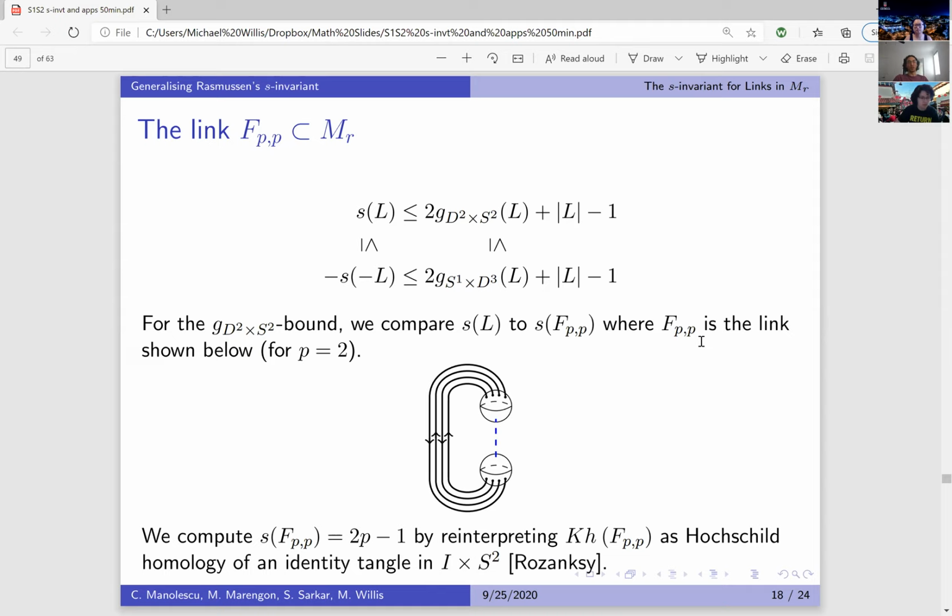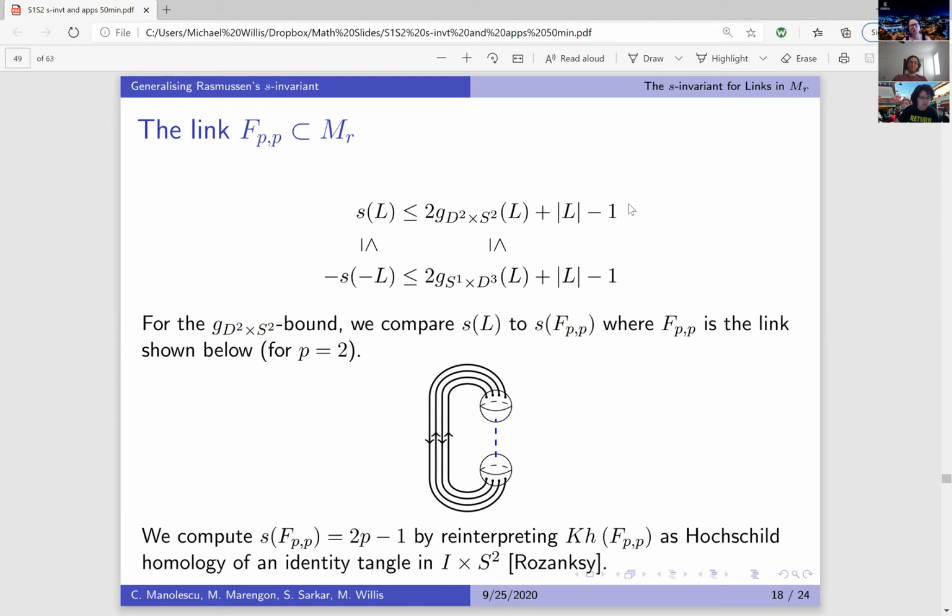But in fact, we don't compute this with torus links. We compute this to be 2p minus 1 by reinterpreting the whole thing as Hochschild homology of an identity tangle in I cross S2. So again, I don't have a lot of time, so let me not say too much here. But Rozansky's original version of how to do all this was based on taking Hochschild homology, the tangle homology for a guy in the interval cross S2, and Hochschild homology should sort of identify the end. And so the infinite twists were the projective resolution. But instead of using the infinite twist projective resolution, we use a bar-like resolution and are able to make this computation. Okay, so this computation comes up when you want to prove this inequality, right?